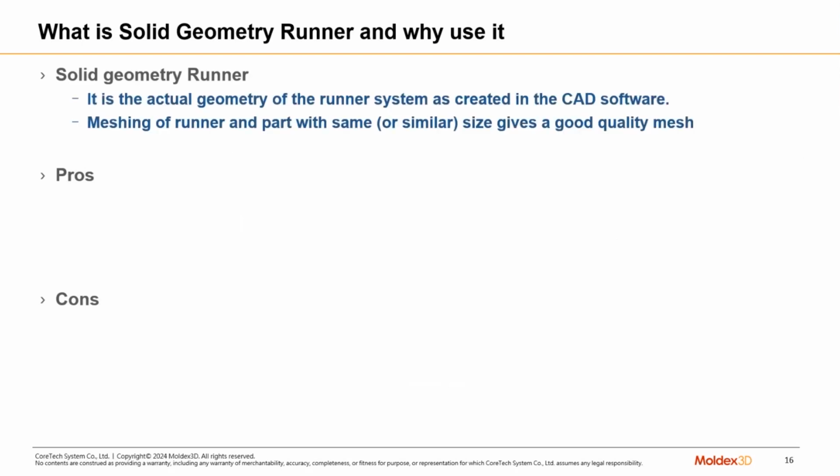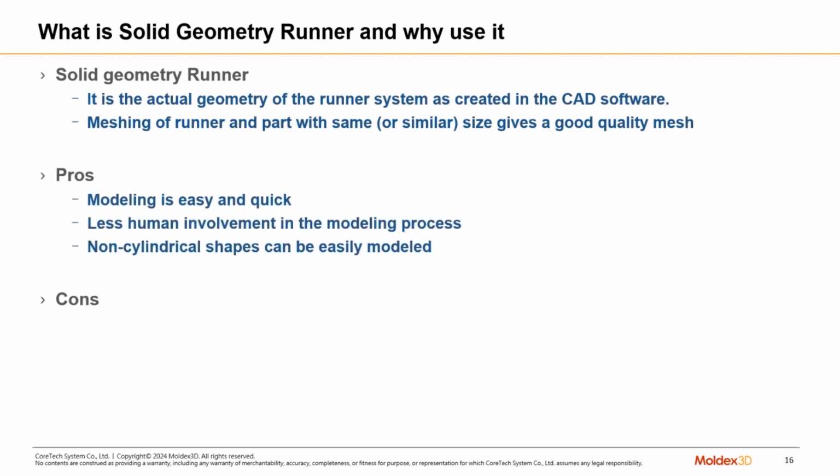Basically, it is the actual STEP file of the runner as created in the CAD software, whether it's SolidWorks or Creo. And meshing of the runner and part gives the same size for the elements, and that could lead to some quality issues. And that's why we prefer going line-defined geometry. Yes, it is okay to use it, but when you run into this kind of multi-cavity situation, and considering the highest level of accuracy when it comes to the shear, we want to go with the line-defined geometry.